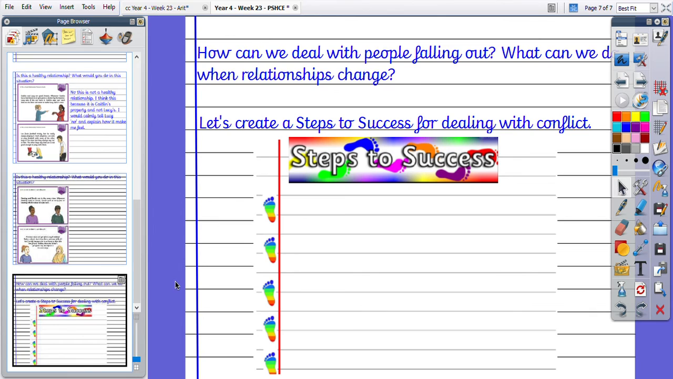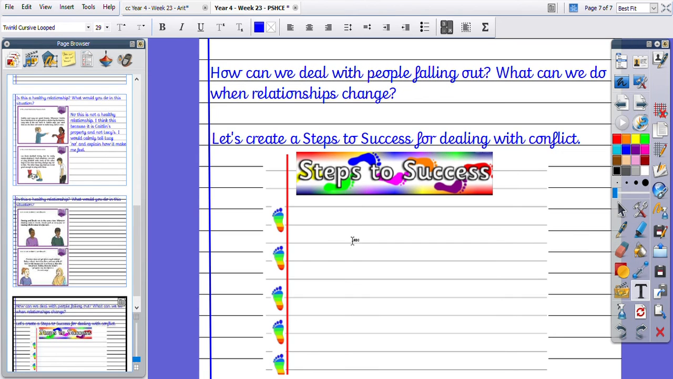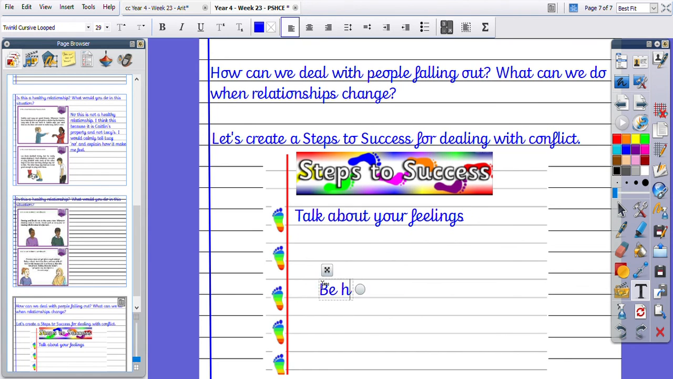And the final thing for PSHCE today then is, how can we deal with people falling out? What do we do when relationships change? So we're going to do steps of success for how we would deal with this sort of conflict. So you might choose that one of your steps would be talk about your feelings. Maybe be honest.